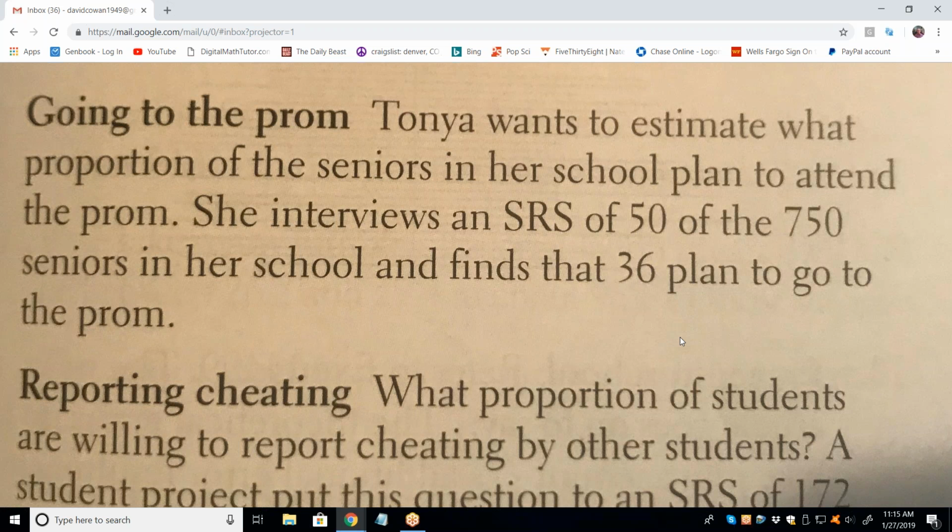So here there are 750 seniors. She interviews a standard random sample of 50, and she finds 36 plan to go to the prom.